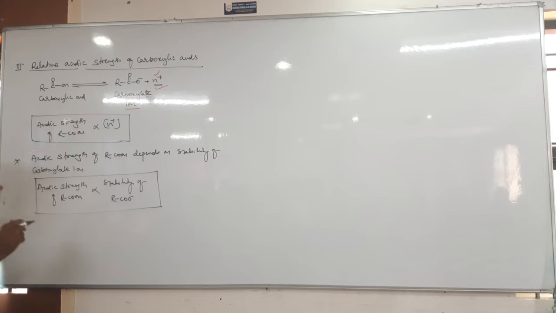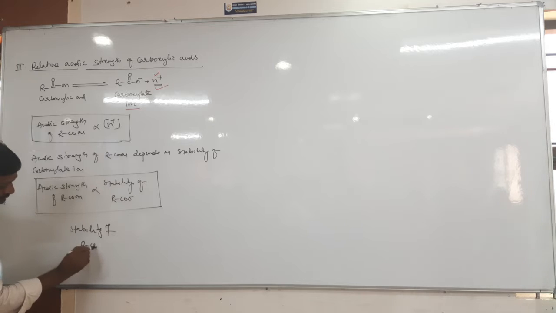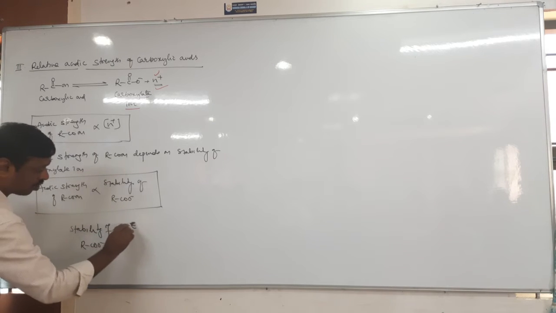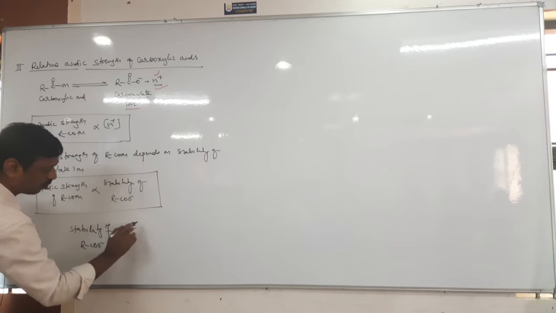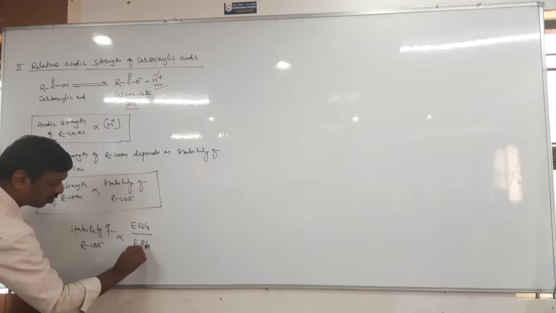So therefore, can I write like this? Stability of carboxylate ion is directly proportional to electron withdrawing group and inversely proportional to electron releasing group.